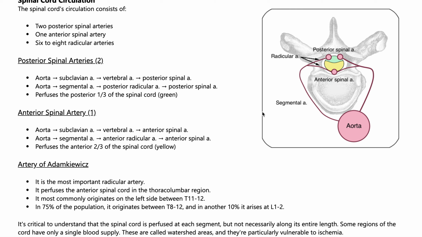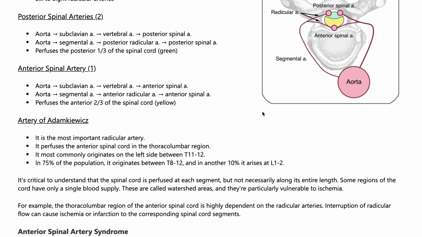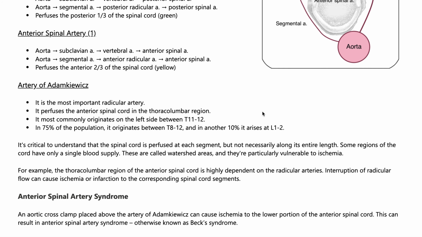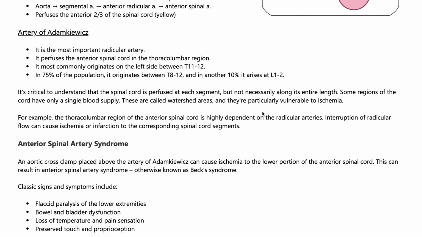L2. It is critical to understand the spinal cord is perfused at each segment, but not necessarily along its entire length. Some regions of the cord only have a single blood supply. These are called watershed areas, and they're particularly vulnerable to ischemia. For example, the thoracolumbar region of the anterior spinal cord is highly dependent on the radicular arteries. Interruption of radicular flow can cause ischemia or infarction to the corresponding spinal cord segments.